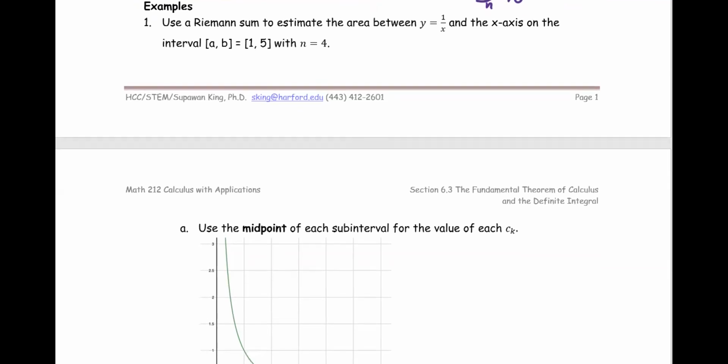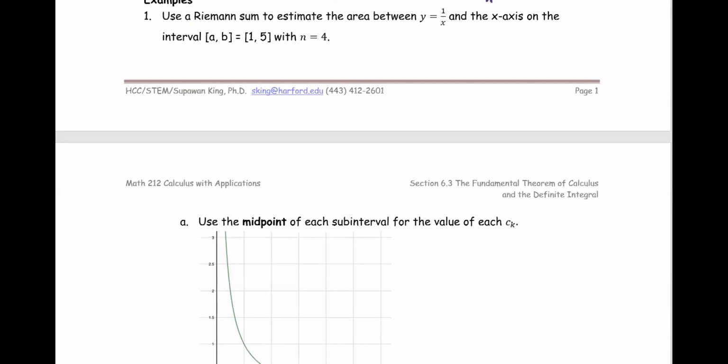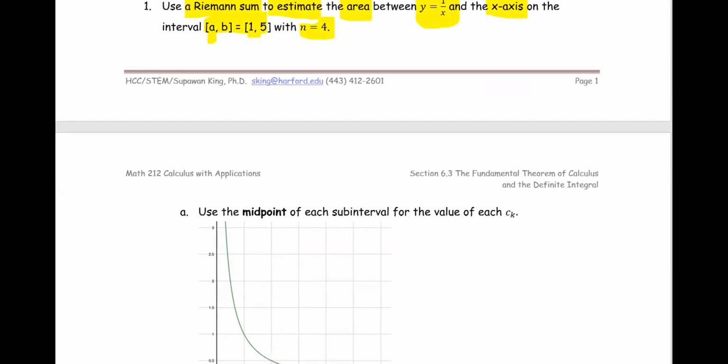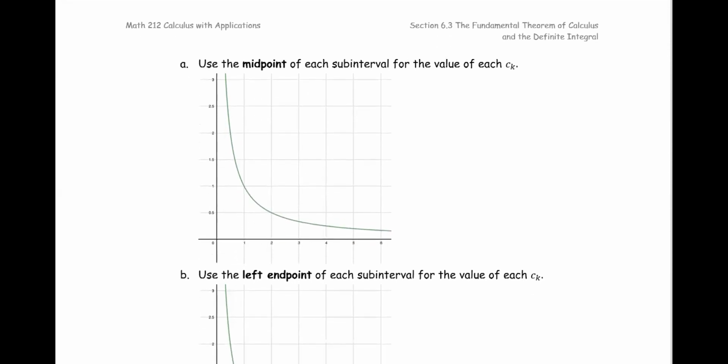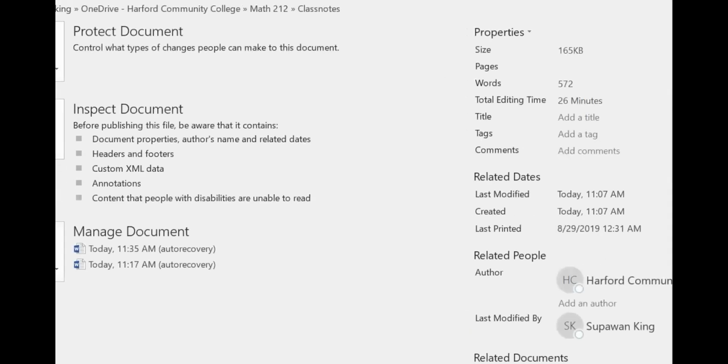Right. So for this example, we're going to use the Riemann sum to estimate the area between the graph y equals 1 over x and the x-axis on the interval a is 1, b is 5 with n equals 4. So we're going to break it up into 4 equal subintervals. The graph is provided. Okay, that's very convenient, right? So I'm going to make sure that it's saved.